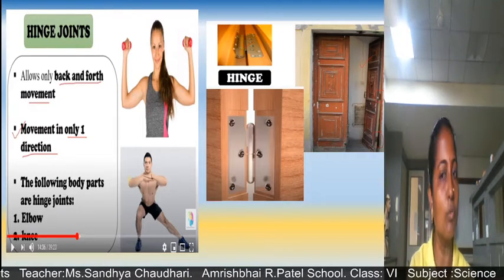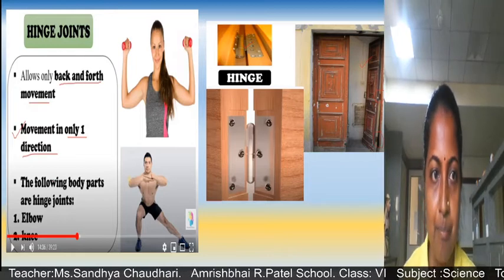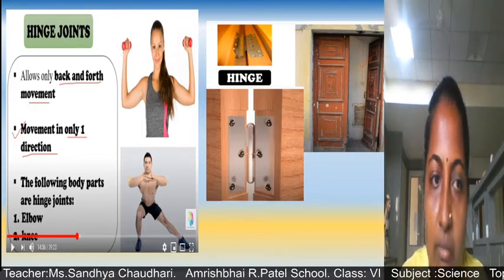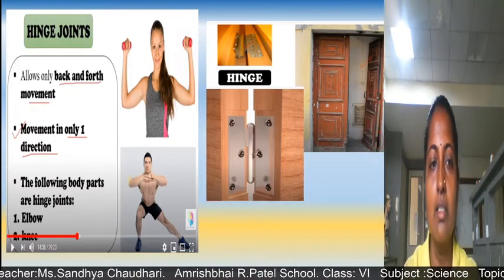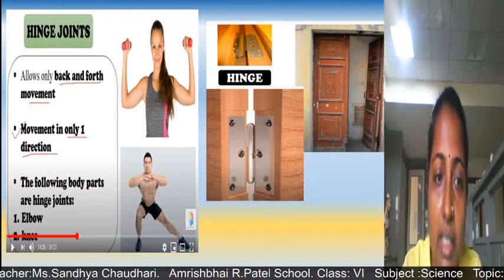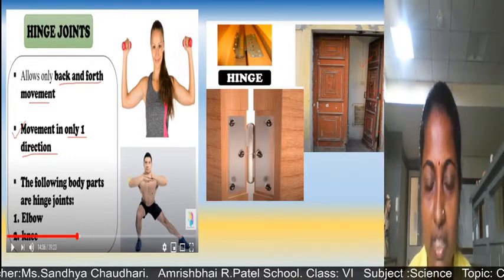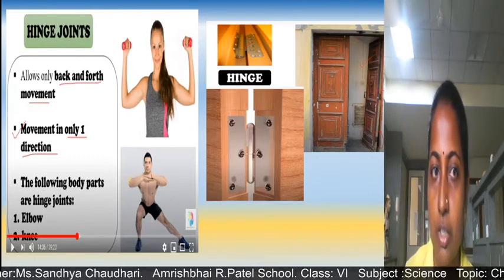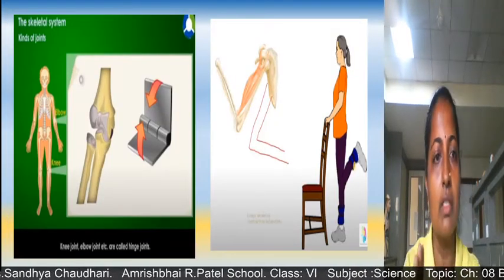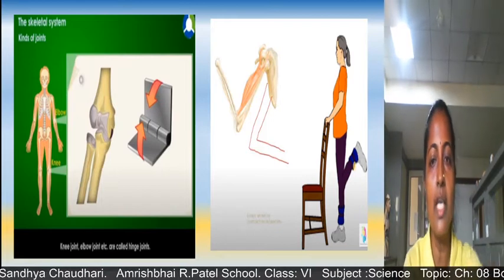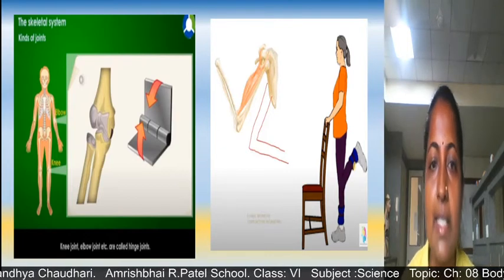Back and forth movement, as you can see in the windows as well as the doors of our houses. Movement only in one direction. The elbow and knee, our elbow and knee, have hinge joints in our body. As you can see very clearly, children, in this picture, they have shown that in the elbow as well as in the knee region a hinge joint is present.